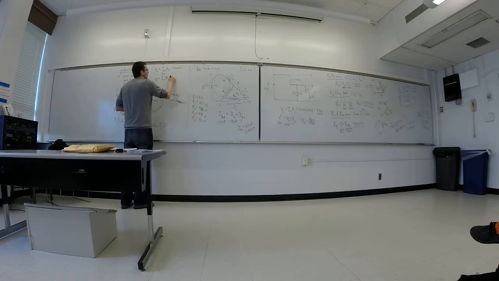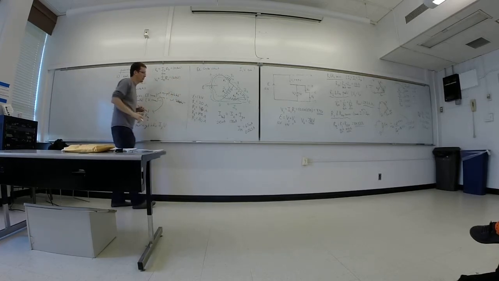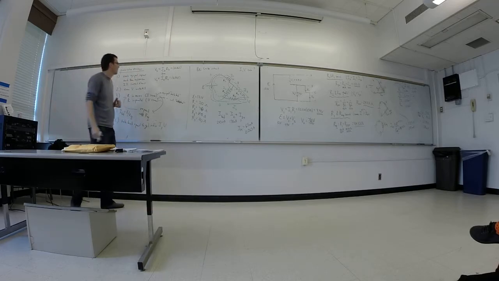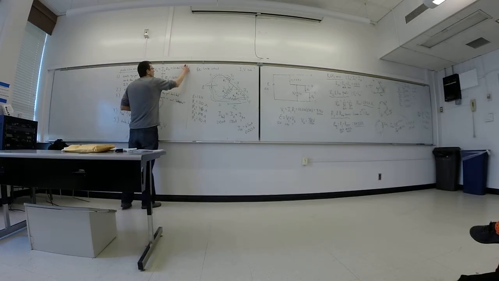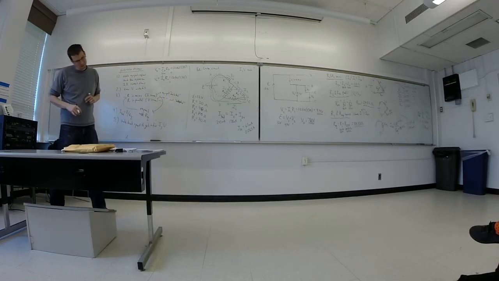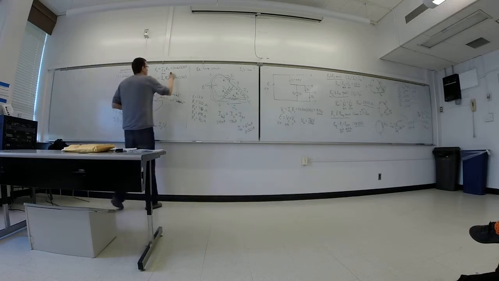0.065, 0.065. And we multiply them by each of their resistances, 80 ohms and 30 ohms. And we get 5.2 volts and 1.9 volts.